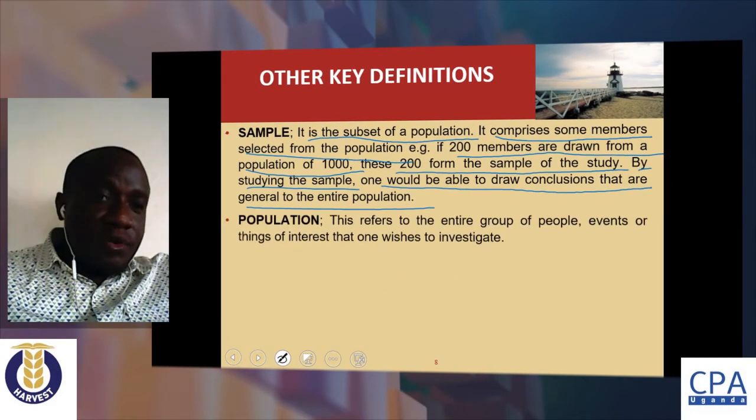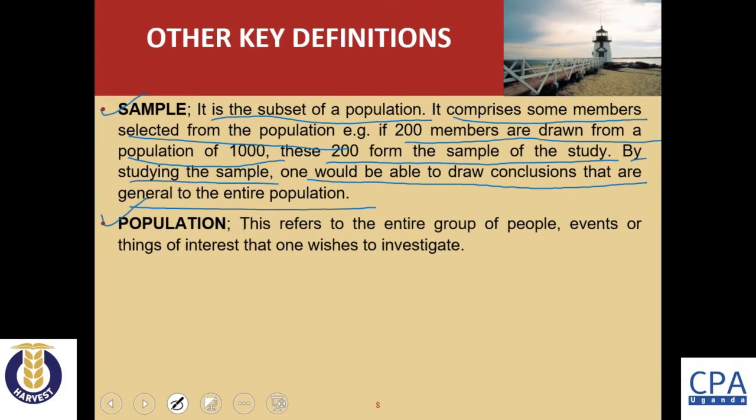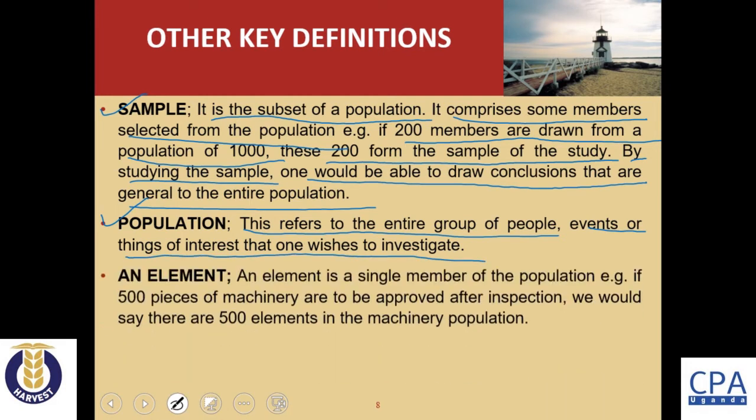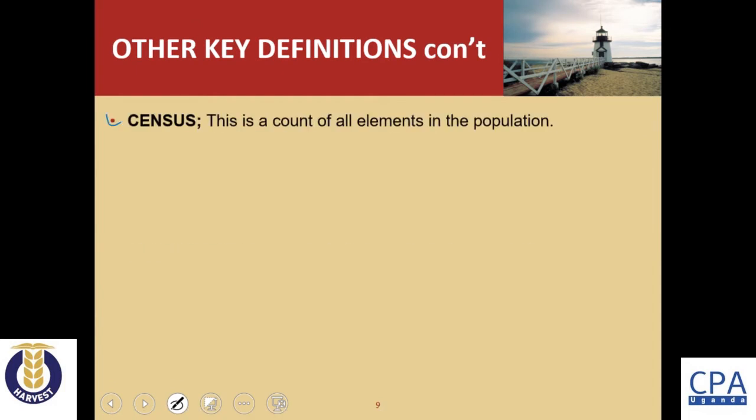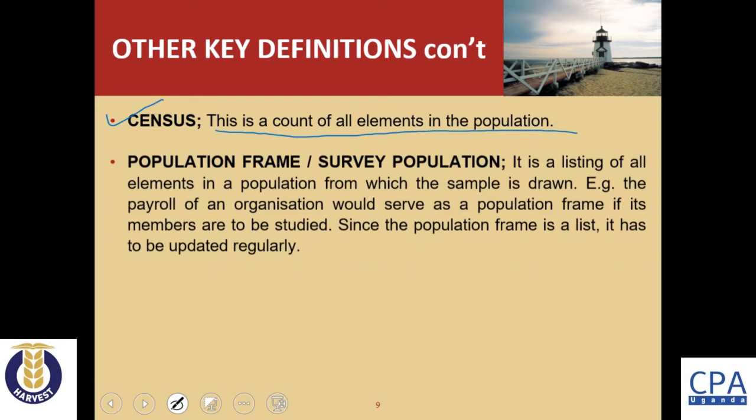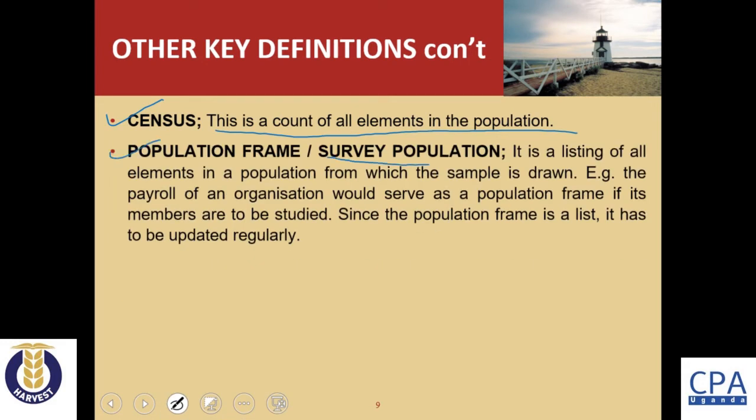The other key term you are going to meet in this unit is population, which refers to the entire group of people, events, or things of interest that one wishes to investigate. The other key definition you should not take for granted is the element. As we have already discussed, an element is a single member of the population. On the next slide, we have more definitions, like census. Census is where we take account of all elements of the population. And then the population frame, which we call the survey population, is a full list of all elements in the population from which the sample is drawn.